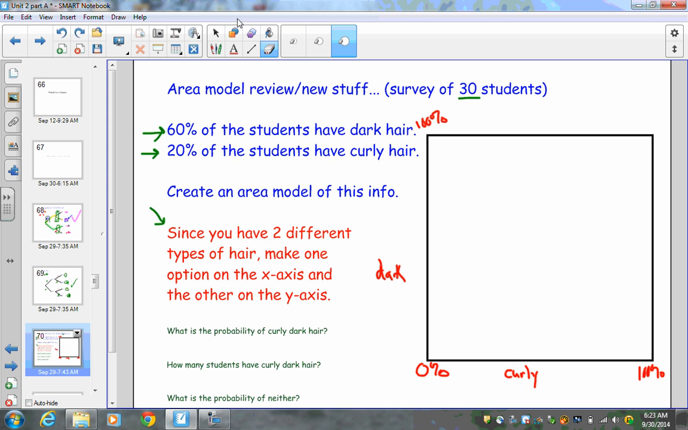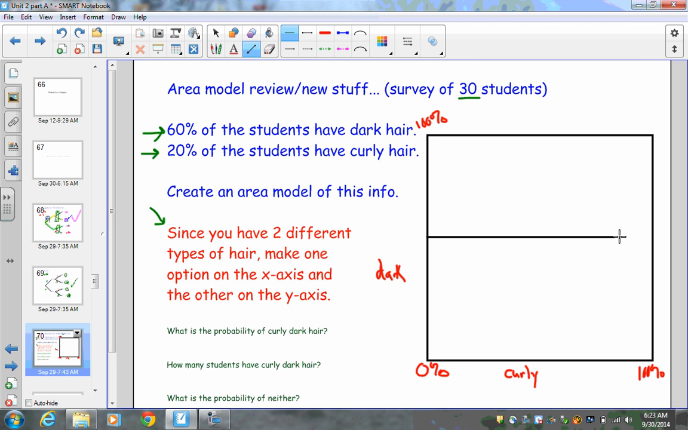All right. Now it says here, 60% of the students have dark hair. All right. So what I'm going to do is, on my y-axis here, I'm going to go up to where I believe 60% would be. So there's 0, there's 100, so somewhere a little above, I'm just going to say there. There's my 60% mark. All right.